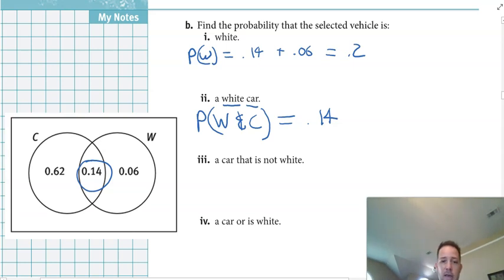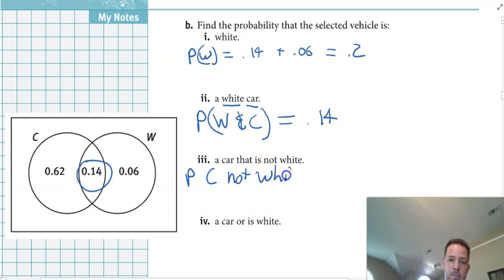For the next one, a car that is not white. So the probability that you have a car but not white. These are cars that are not white. These are cars that are white, so 0.62.